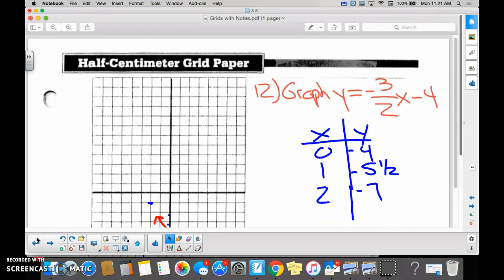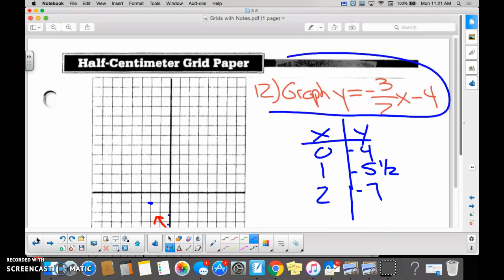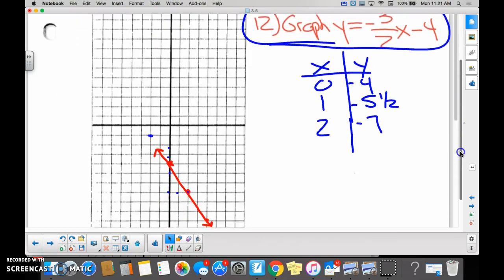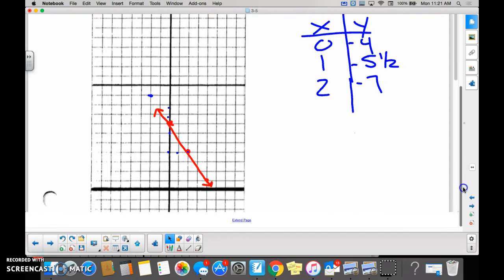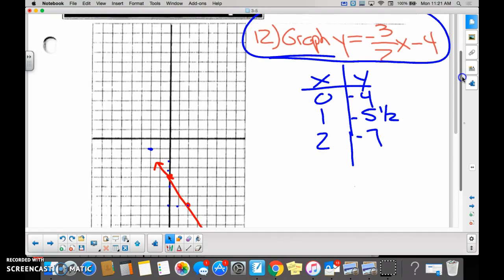And then the last one we did is what I think we've been doing the most. I gave you this equation, and you needed to graph it. What do we start with when we graph an equation like that, everybody? Y-intercept. So we started with the y-intercept. Did it move? No, it didn't move. The y-intercept was negative 4.